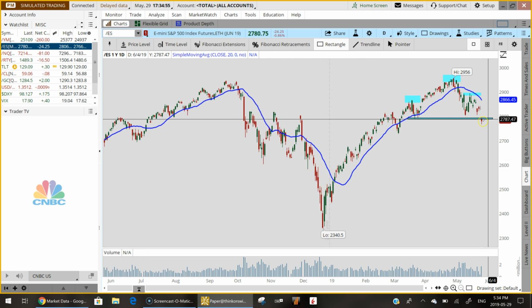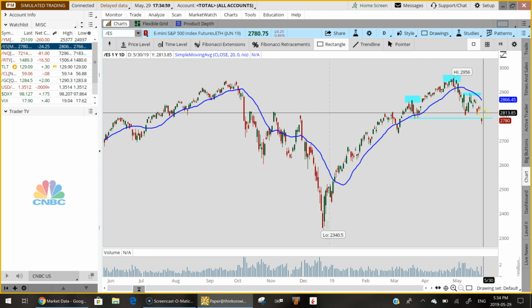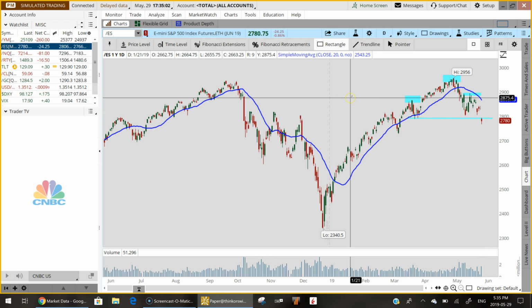So if there's any hope left here, it's that we don't break today's lows and we start to rally from here. But any move below today's lows, and we will continue to trade lower.